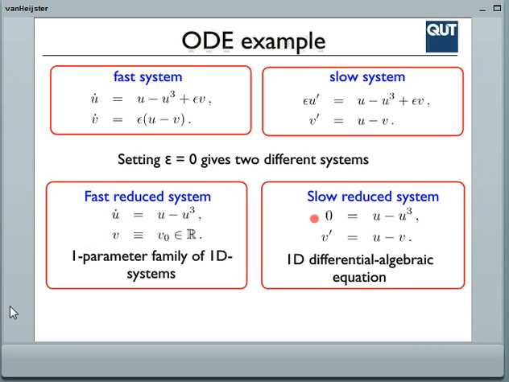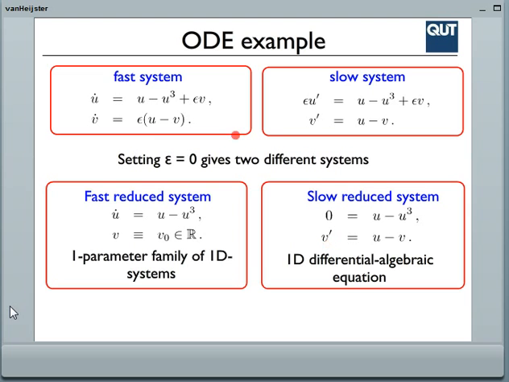But if we now look at the slow reduced system, let's set epsilon to 0 in this equation. What do we get? We get u minus u cubed is 0, and we get the equation for p. p prime is minus something. We don't get a one parameter family. We've got a 1D differential algebraic system.